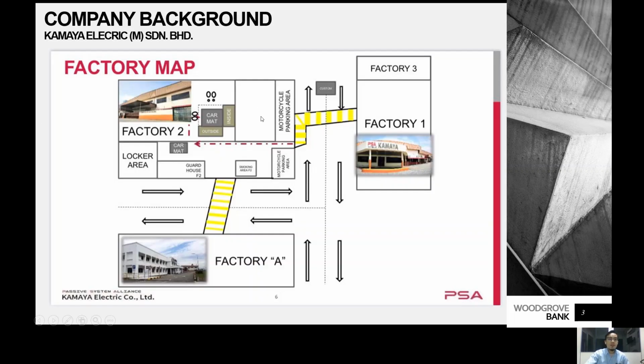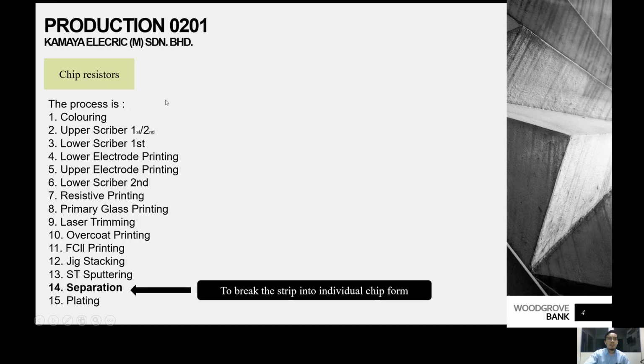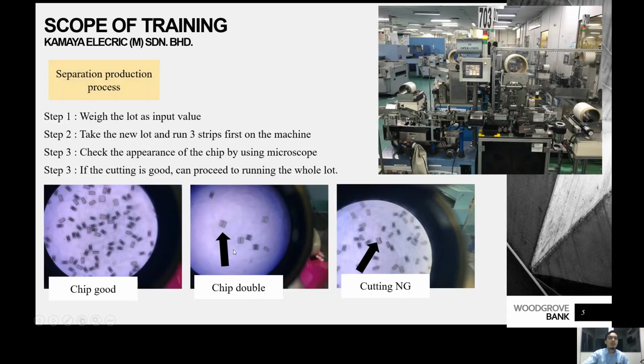This is the factory map of Kamaya. Kamaya has three separated buildings known as Factory A, Factory 1, and Factory 2. I was placed in Factory 1. Factory 1 did the chip resistor. This is the process of chip resistor, and I was placed under the separation process. The function of the separation process is to break the strip into individual chip form. This is the step for the separation production process.